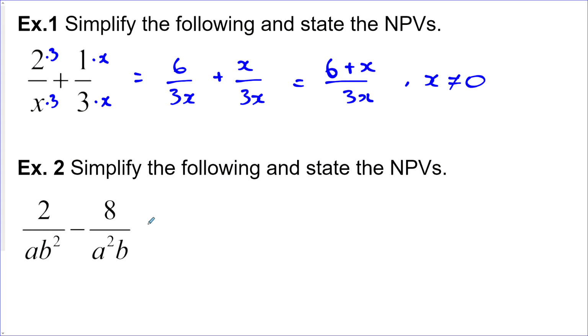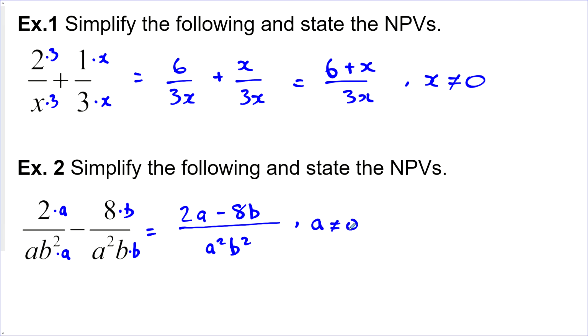Example 2. This one has an a, this one has two a's, so we need one more a on this side. This one has one b, this one has two b's, so it looks like we need another b on this side. Now we have 2a over a squared b squared minus 8b. And since a and b are in the denominator, neither one of them can equal 0.